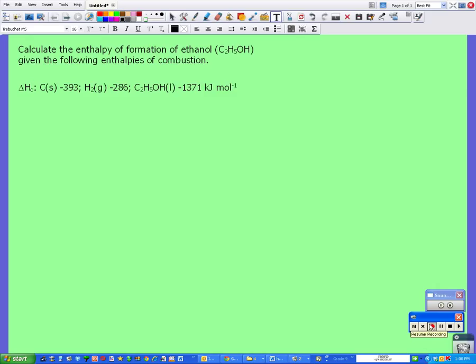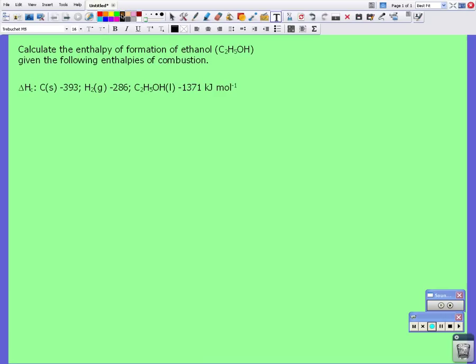Okay, here we are again with some more Hess's law questions, and this time we're asked to find the enthalpy change of formation, or the enthalpy of formation of ethanol, given some enthalpies of combustion. If you remember, Hess's law is really good for finding out enthalpy changes which are incredibly difficult, if not impossible, to find in a lab.